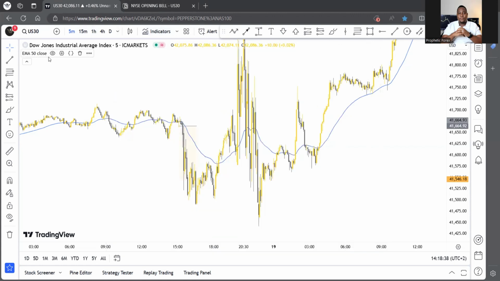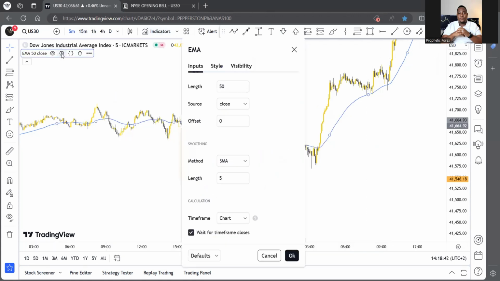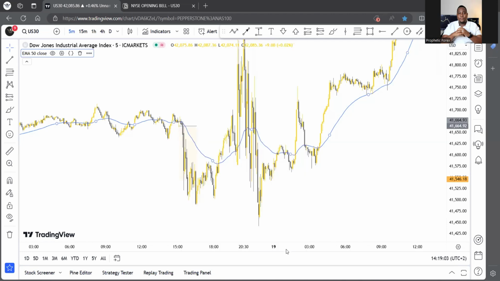It's going to be on its default settings. So you're going to go over here, click settings. You're going to set the length to 50. So that's what we need there as the length. And everything should be the same on your end as mine over here. Your smoothing method should be SMA, and the length should be 5 over there. And you can just say okay. I hope you did the same.